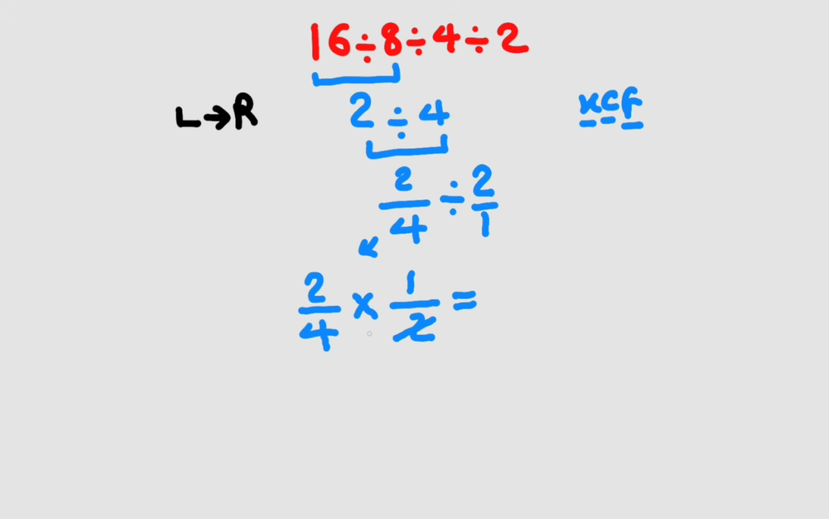2 divided by 2 gives us 1, and 2 divided by 2 gives us 1. Now we have 1 times 1 gives us 1, and 4 times 1 gives us 4. The final answer is 1 over 4.